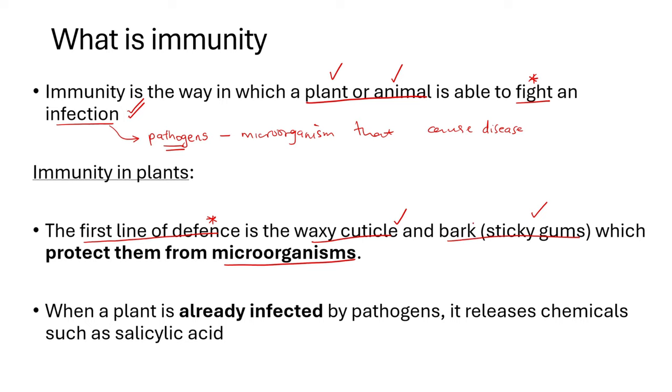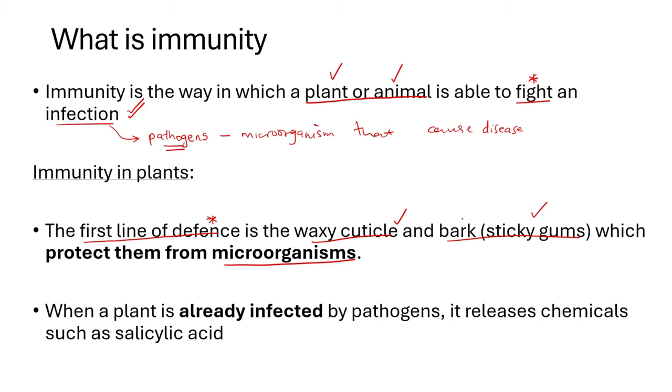You can see sometimes trees can have those sticky things that look like glue or honey or mucus, something that looks like glue outside a tree. That is a first line of defense for plants. The sticky gums prevent pathogens from entering. So first line defense is associated with preventing pathogens from entering.